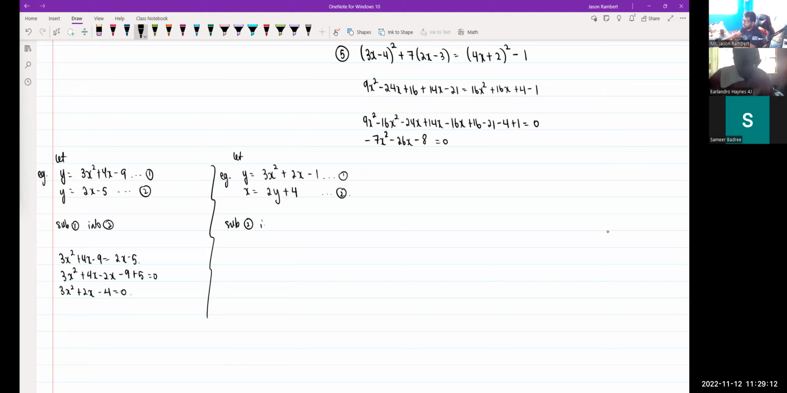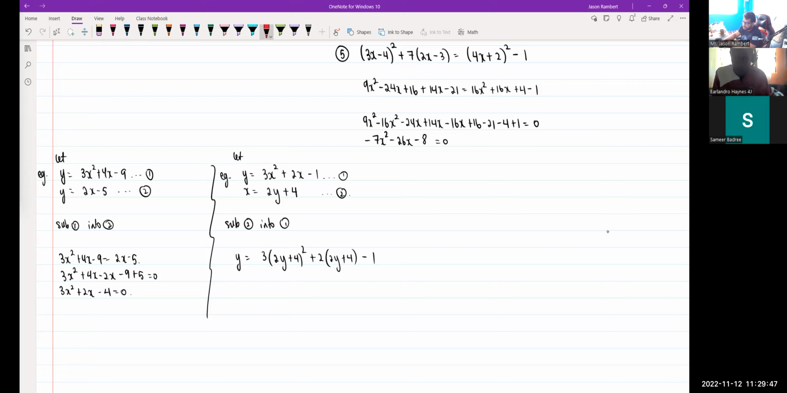Substitute 2 into 1. So y will be equal to 3 into x, and x is 2y plus 4 squared plus 2 into 2y plus 4 minus 1. In all simultaneous equations questions, after you do your substitution step, after you do your elimination step, you have to have only one variable in the question.